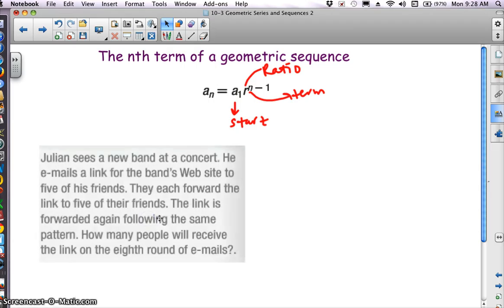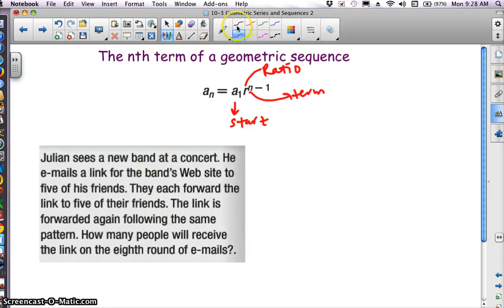So if we're looking at an example, Julian sees a new band at a concert. He emails the link for the band's website to 5 of his friends. They each forward the link to 5 of their friends, and so on. How many people will receive the link on the 8th round of email? So you can actually use this formula to figure out how many people are going to get that, rather than listing it out every time.